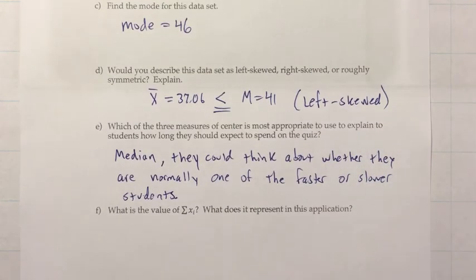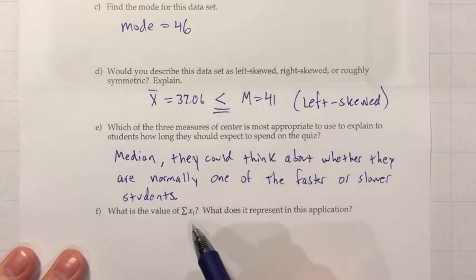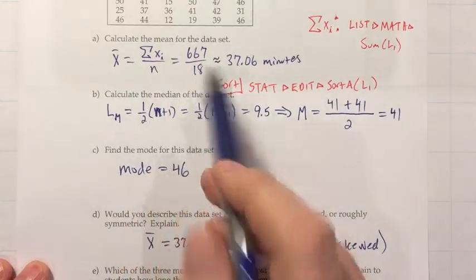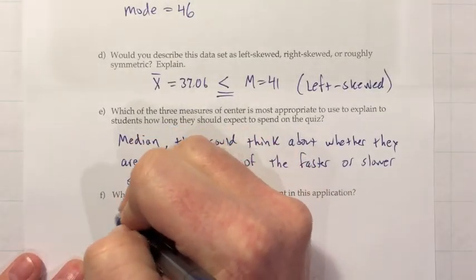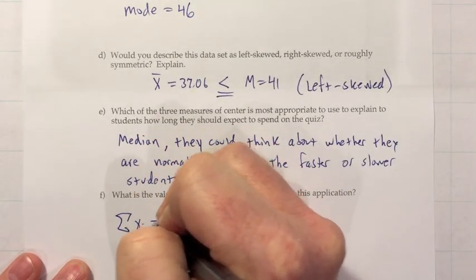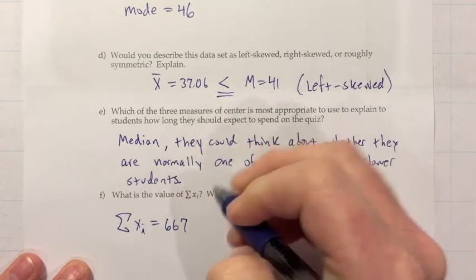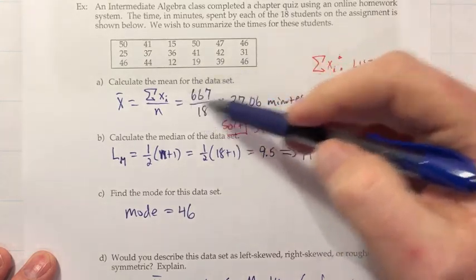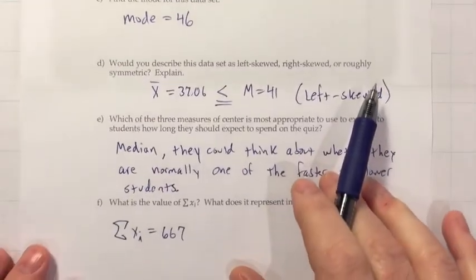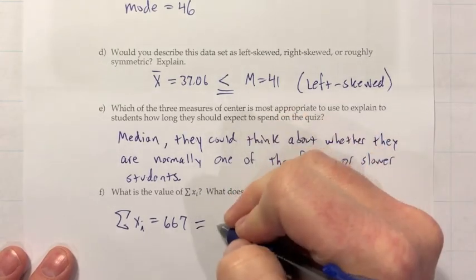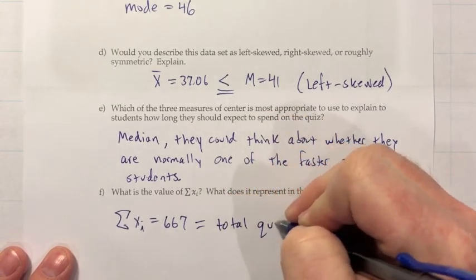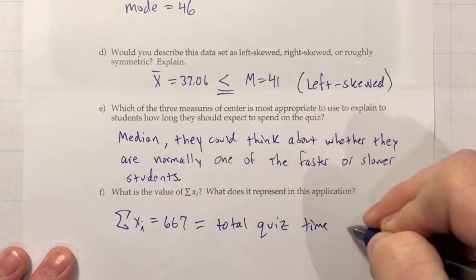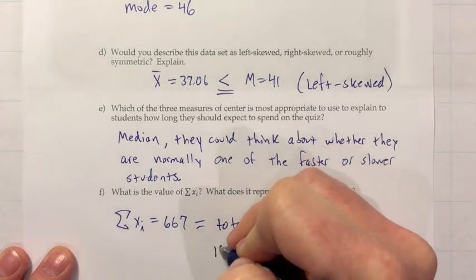All right, and then the last question they have for us, what is the value of the sum of the xi's, and what does it represent in terms of this application? So the sum of the xi's was the numerator of our average, so we can first just say what it was. The sum of the xi's is equal to 667. And then what was that? Well, these were the minutes spent per student. There were 18 students, so this was the total amount of time that the 18 students spent. So it was the total quiz time for all 18 students combined.